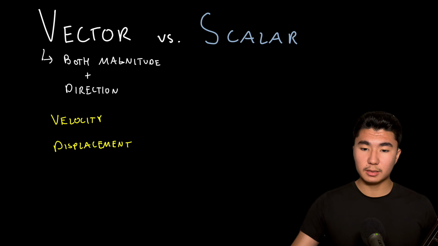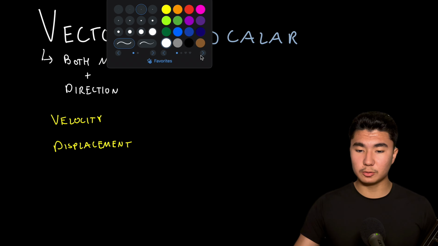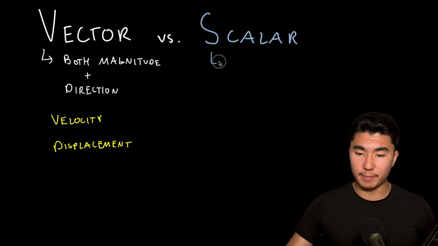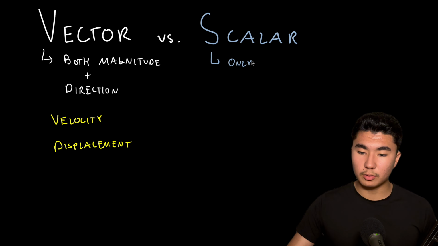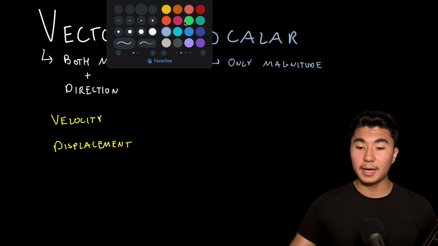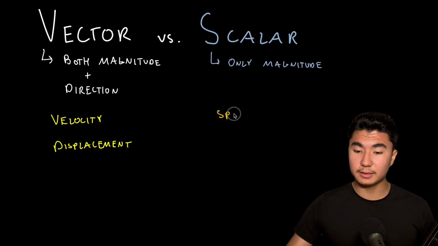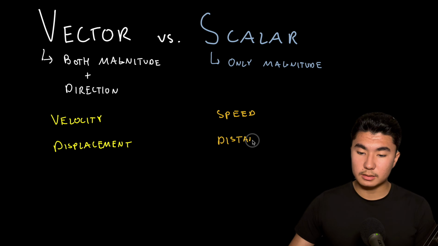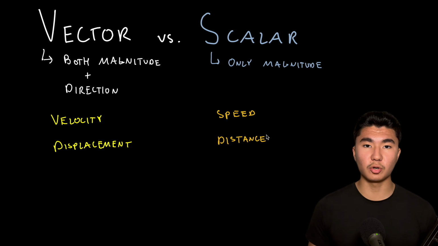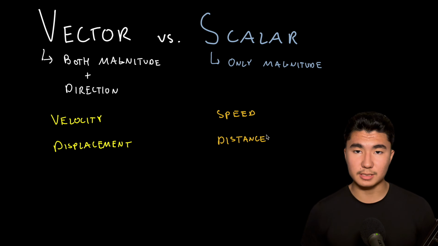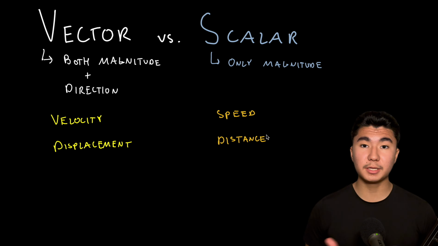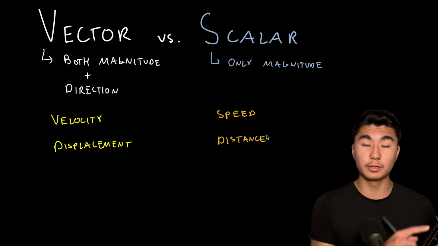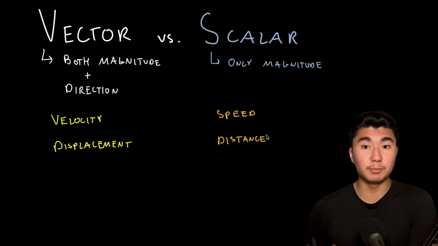Speed is going to be a scalar. So a scalar is just going to have magnitude. So we'll put only magnitude. It's only going to have a value like 3 meters per second. And our examples for this are speed and distance. Now, since scalars don't have a direction, they're mostly going to be positive, which is why we never have a negative speed, because speed never has direction. It's only velocity that has direction, which is basically speed but with direction.